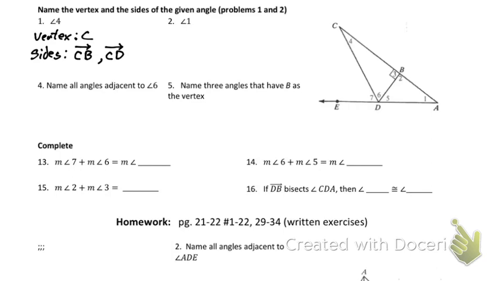Right, the rays. Your sides are always going to be rays, okay? Your sides will always be rays. And you'll know which direction to go because it should go away from the vertex.